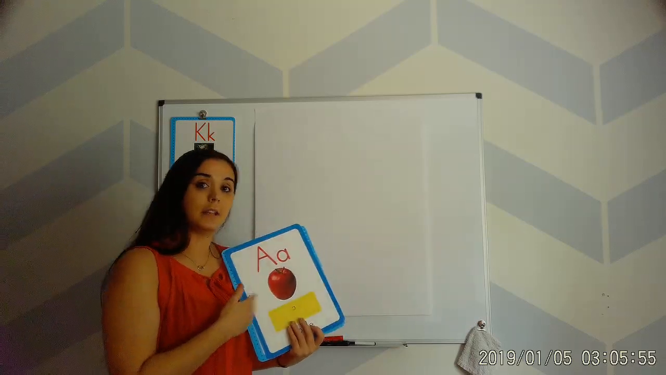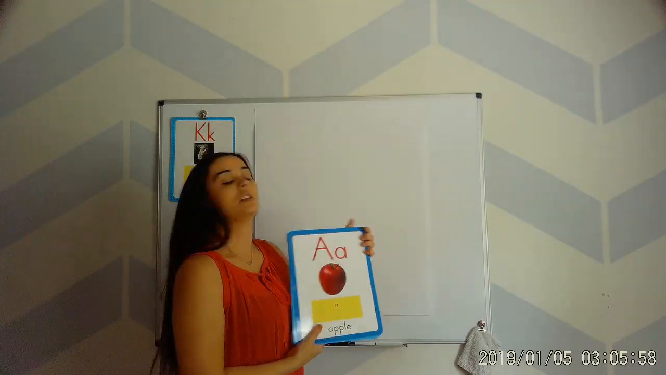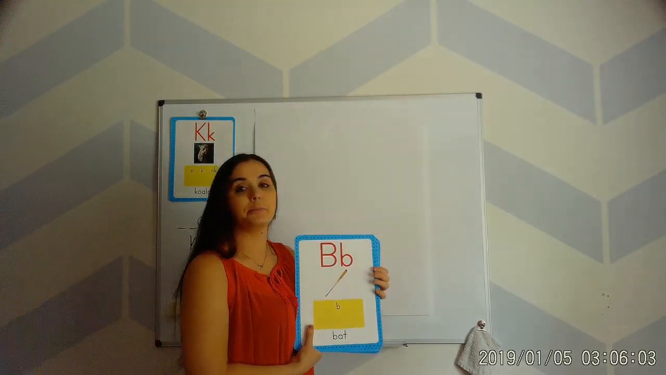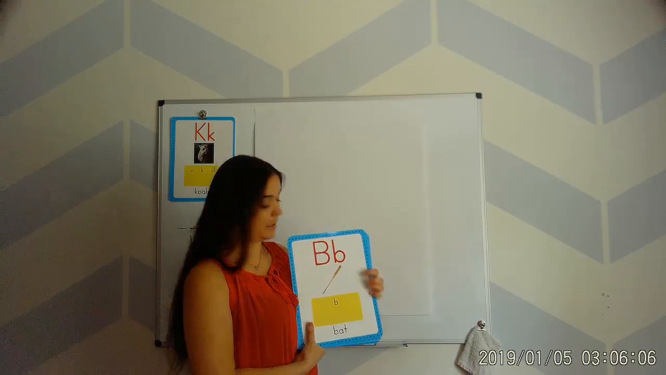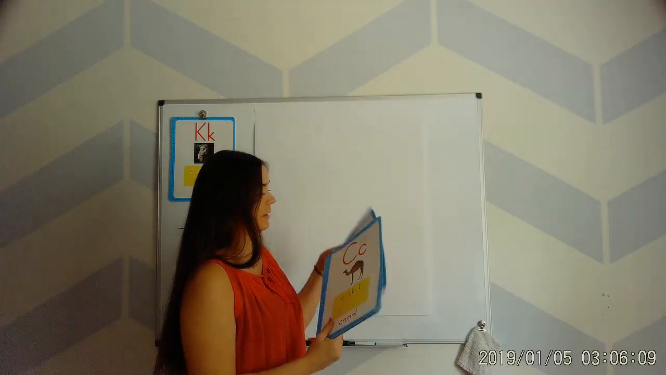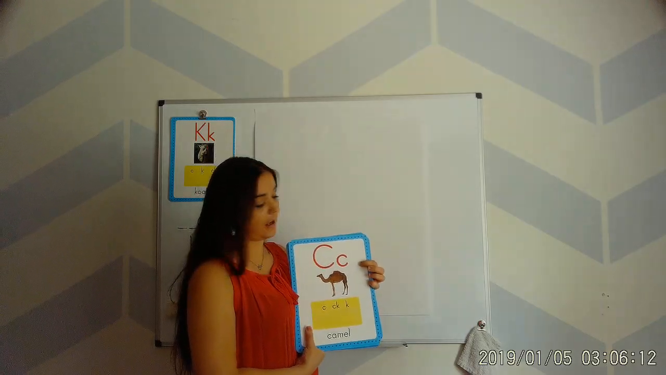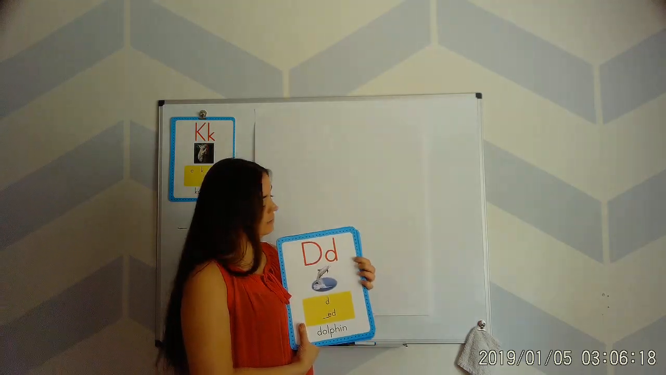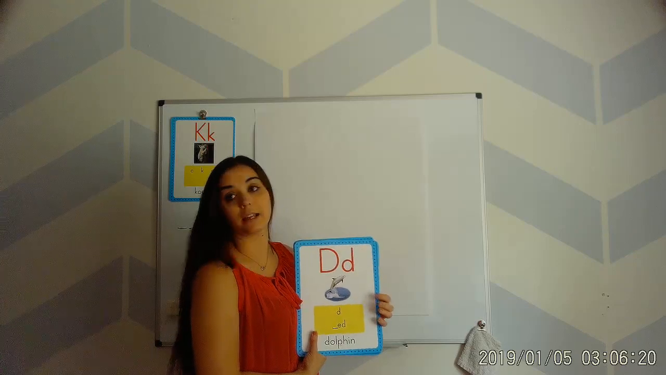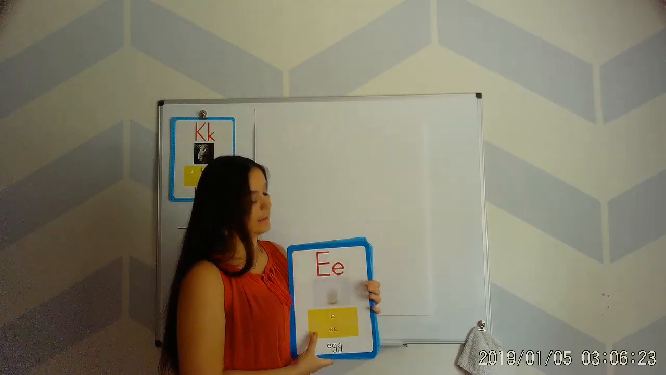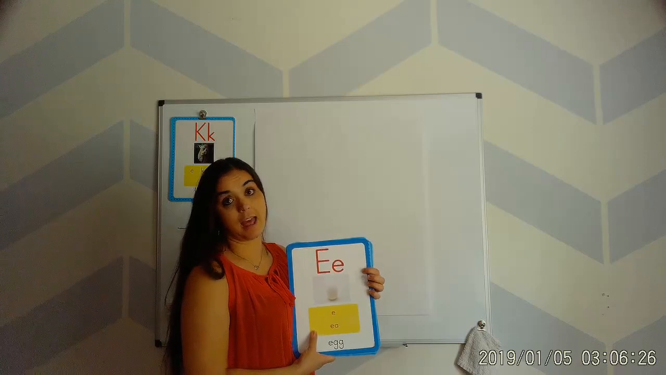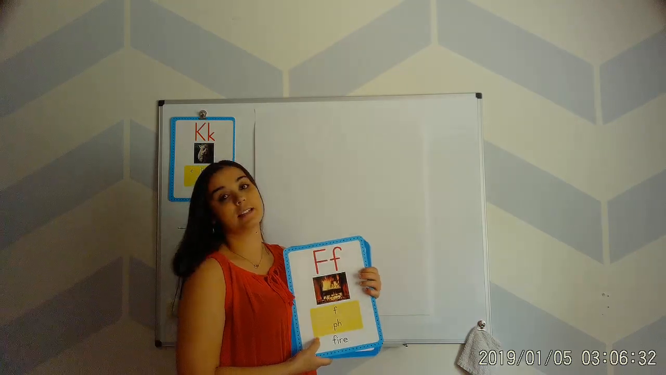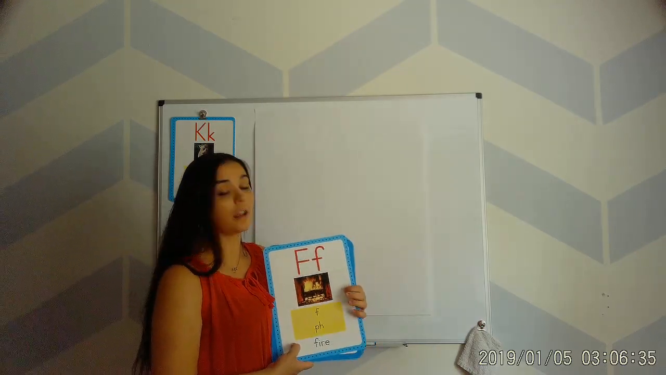So remember, when I say the letter, I want you to say the sound. So A, what does A say? Ah. And B, what does B say? B, like bat. And C, what does C say? K, like camel. And D, what does D say? D, like dolphin. E, what does E say? Like egg. And F, what does F say? Like fire.